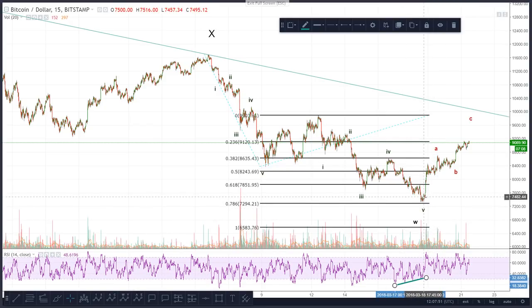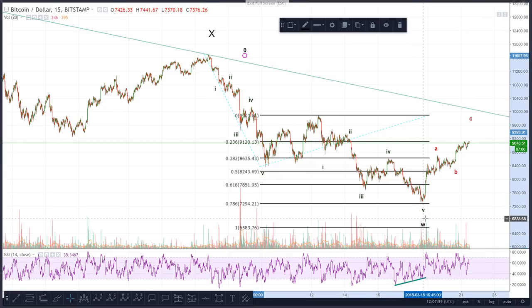Another reason why we found support at the 0.786, and that was our turning point. So that's where I got the end of the W wave in here, and then we're forming an X wave, and the question is, where will this X wave retrace to?